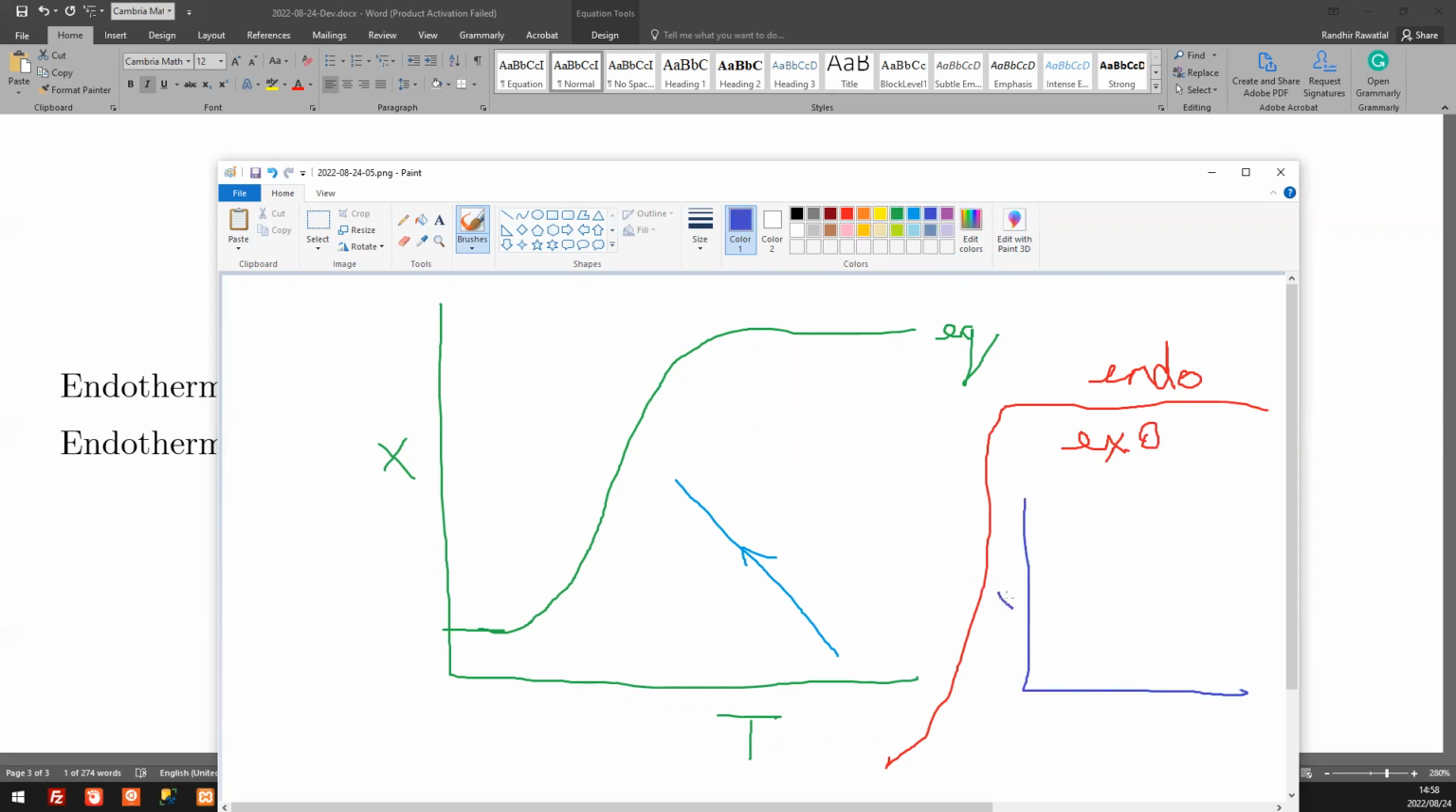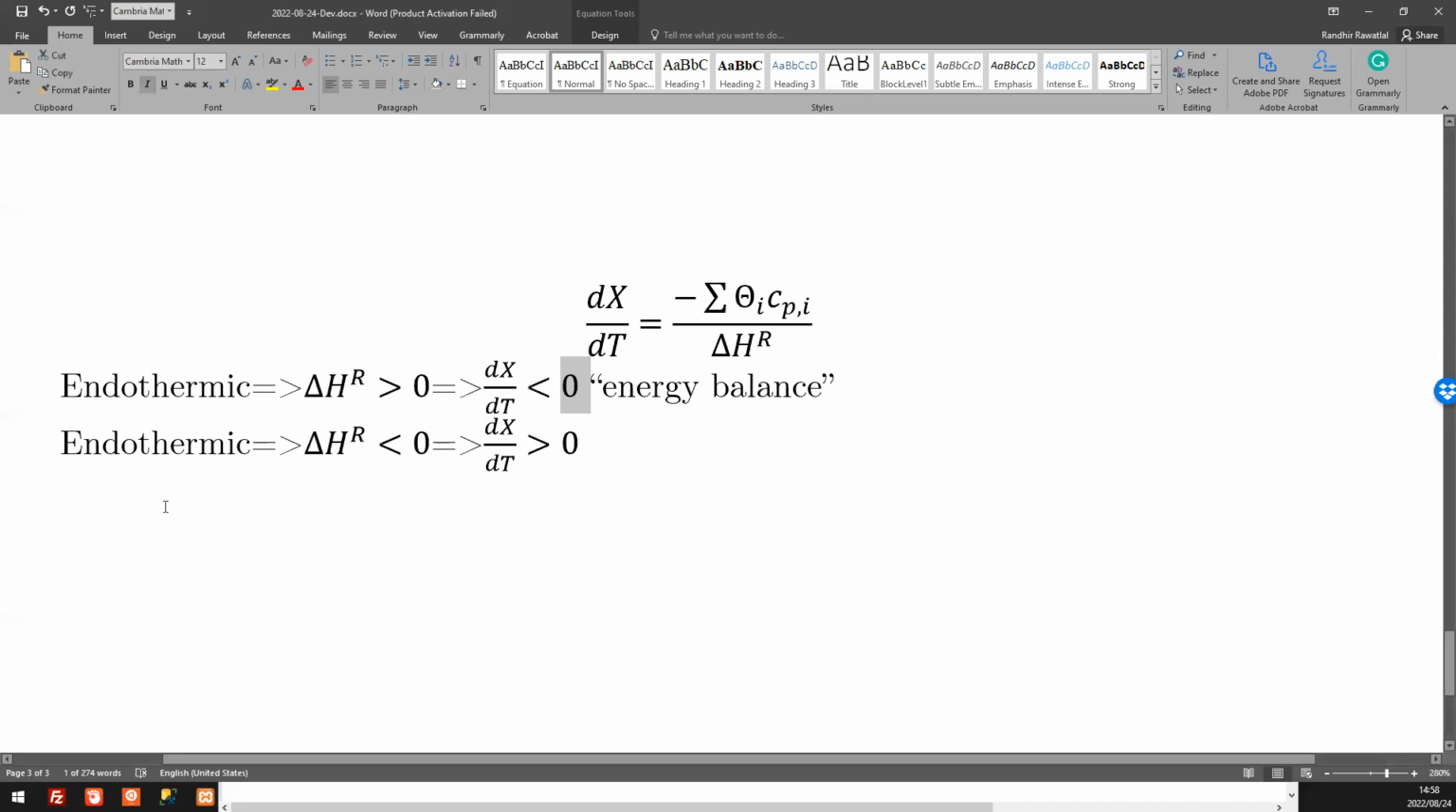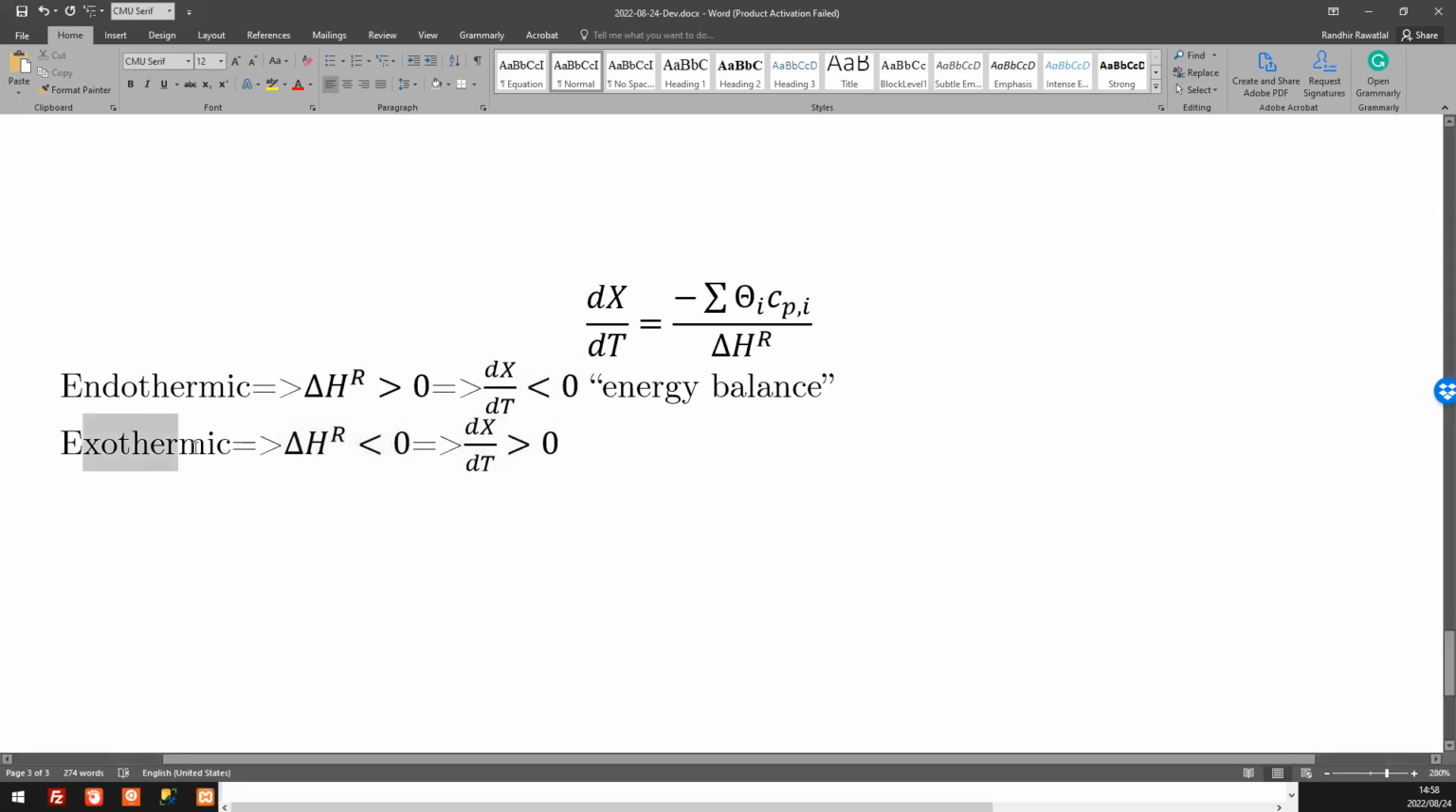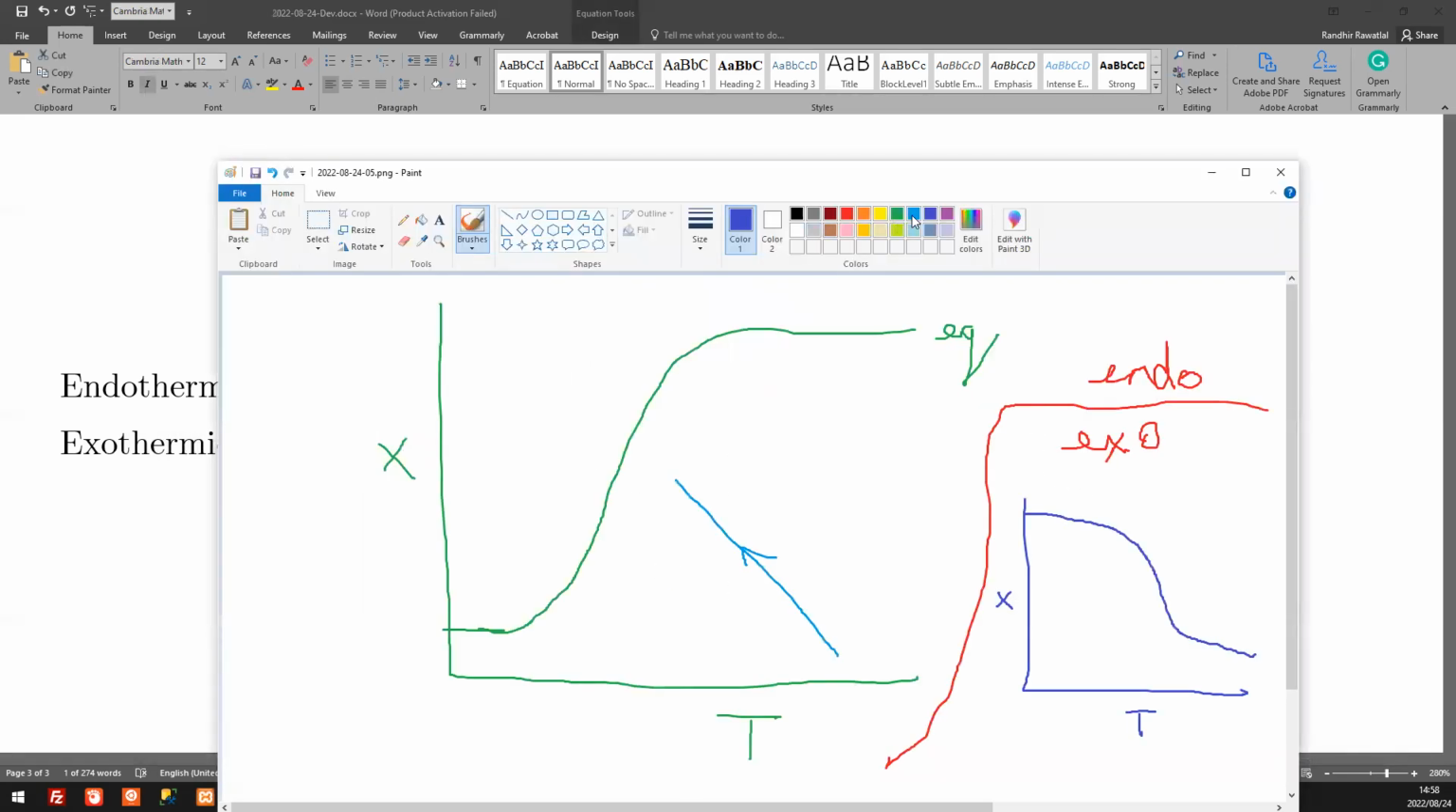So the xt plot will have to look like this. And we've said if it's exothermic, then dx dt is positive. So in the case of the exothermic line, it's pointing like this. So you can see it's always pointing at equilibrium. Our system is also always trying to run away to equilibrium.